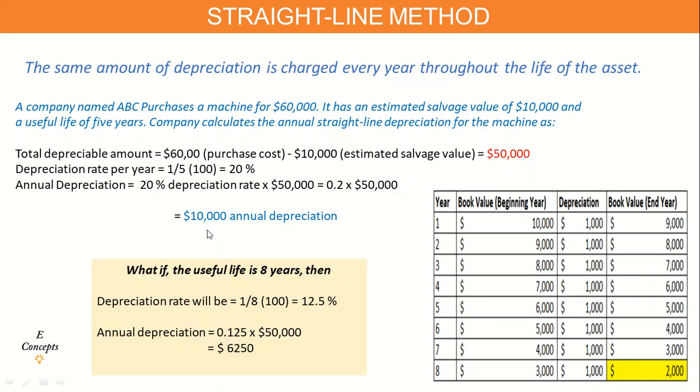Or if we see it in another way, if the useful life is 8 years, then what will be the depreciation rate? It will be 1 over 8 into 100, and that is 12.5%. 1 over 8, where 8 is the total useful years. And what will be the annual depreciation? 0.125, its decimal value, multiplied by 50,000, and that will be $6,250.